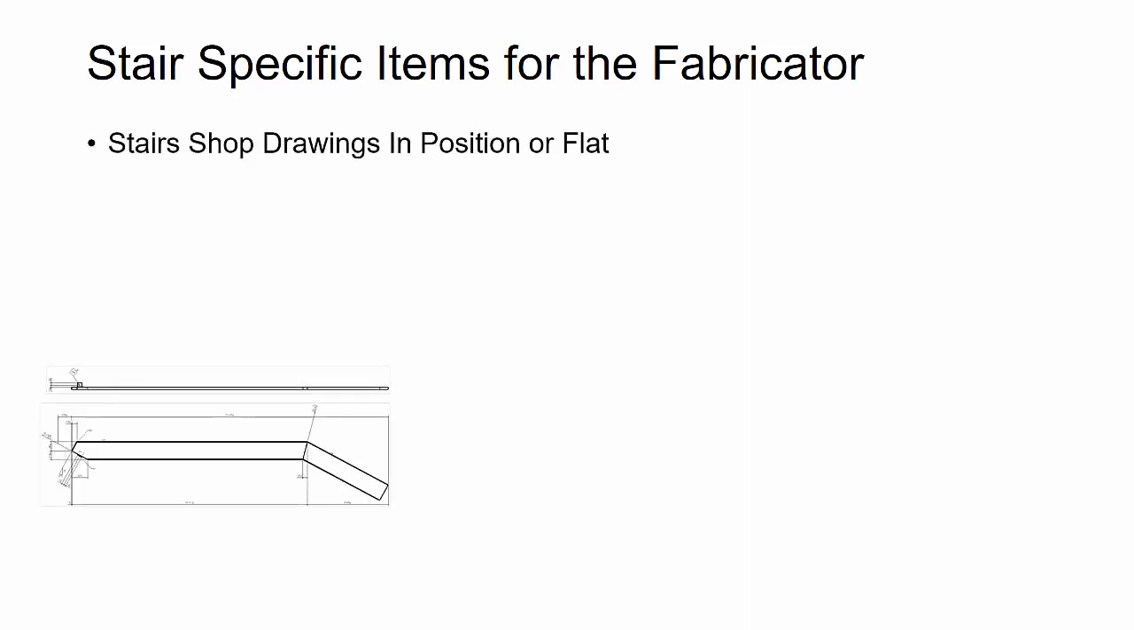Now, here are some key things that you might want to ask the fabricator about how their processes work related to stairs. First thing you're going to want to ask is, do they like to detail the stairs and have the shop drawings in position or flat? In most cases, in the fabricators I've worked with, they want the stairs actually shown in position, how they're going to be put in the field. But some fabricators want stringers or even stairs detailed flat because that's how they may lay those out and fabricate them in the shop.